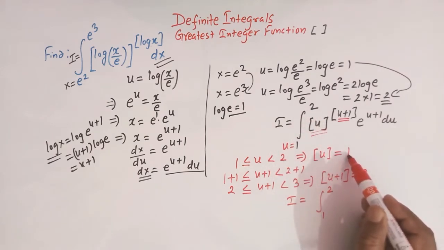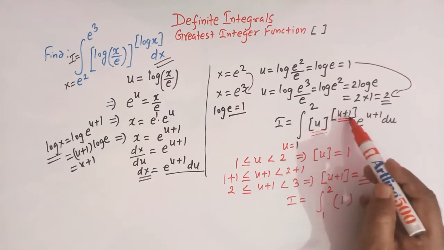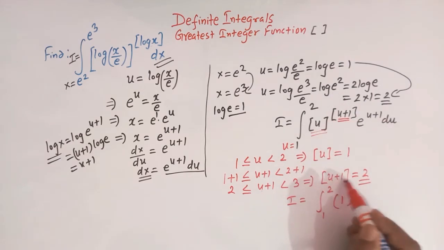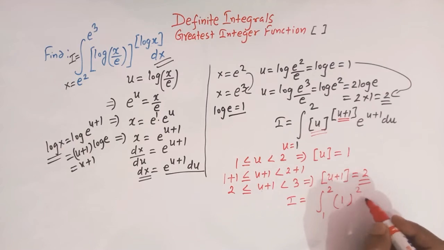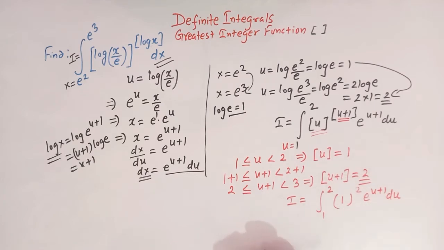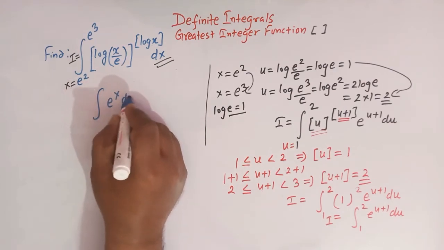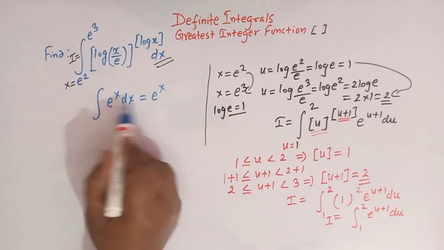Now our integral I reads as the integral from 1 to 2, where for the greatest integer of u we write 1, and the greatest integer of u plus 1 is 2, so we have 1 square, times e raised to u plus 1 du. And 1 square is 1, so we have the integral from 1 to 2 of e raised to u plus 1 du. Now we have to solve this integral. We know that the integral of e raised to x dx is simply e raised to x, the function itself.